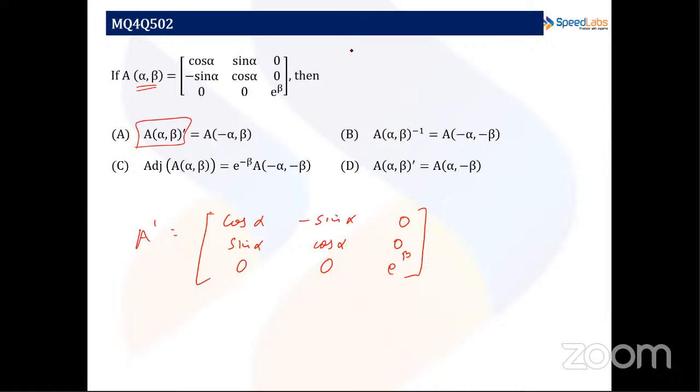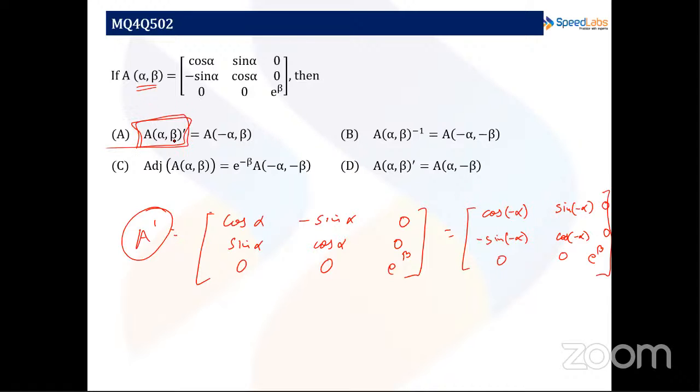Sir, it is a multiple choice question. So from A transpose we can see that obviously cos alpha and cos of minus alpha are same. Sin alpha is minus of sin of minus alpha. Again minus of sin alpha, cos of minus alpha 0, and 0, 0, e to the power beta. So we can see that A of alpha, beta is same as A of negative alpha, beta. So option A is correct.